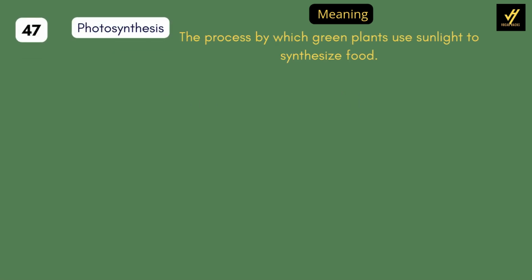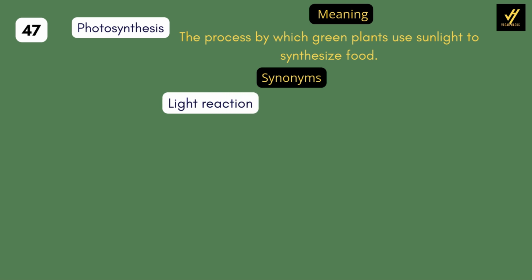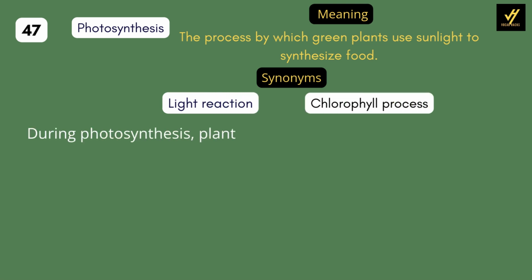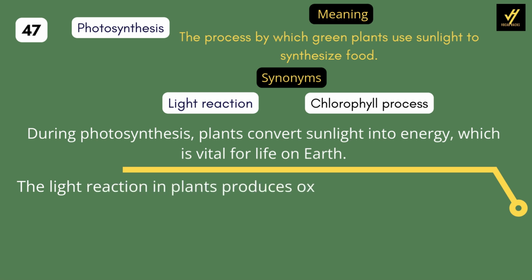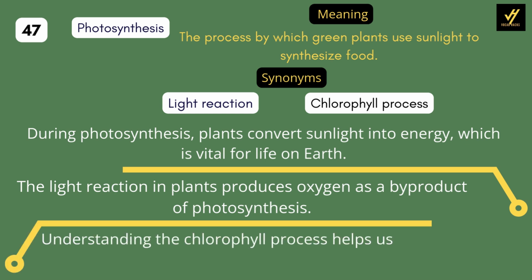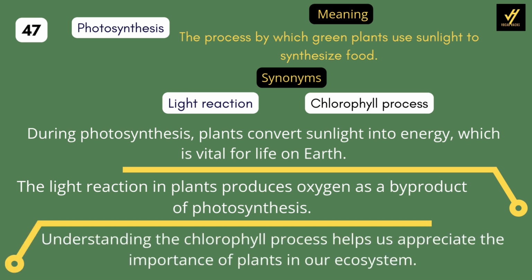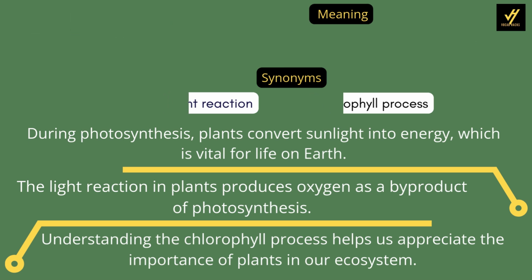Photosynthesis, the process by which green plants use sunlight to synthesize food. Light reaction, chlorophyll process. During photosynthesis, plants convert sunlight into energy, which is vital for life on Earth. The light reaction in plants produces oxygen as a byproduct of photosynthesis. Understanding the chlorophyll process helps us appreciate the importance of plants in our ecosystem.